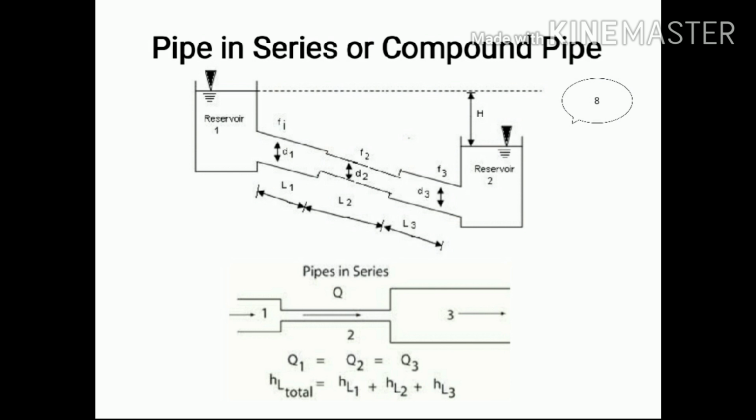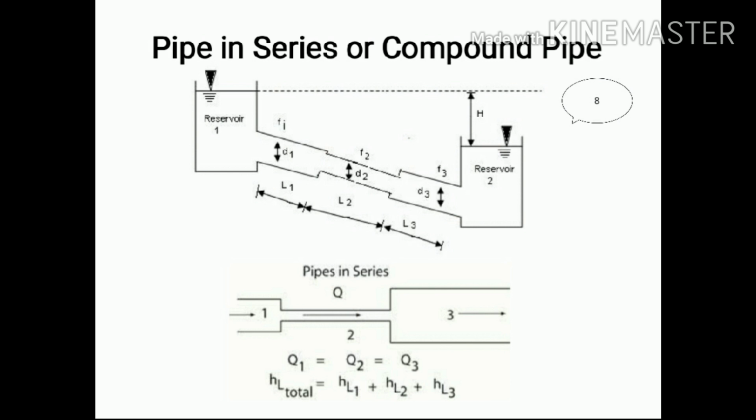So in the diagram we can see there are two reservoirs, and we have to carry the water from reservoir 1 to reservoir 2, and that h is mentioned, that is the total head due to the losses. The first pipe has diameter d1, length L1, friction factor f1. Similarly for the second and third pipe.